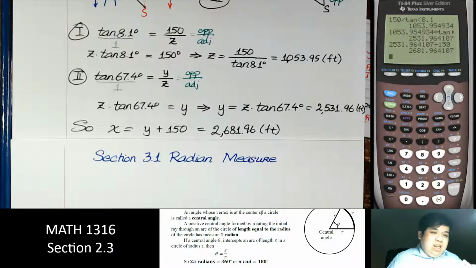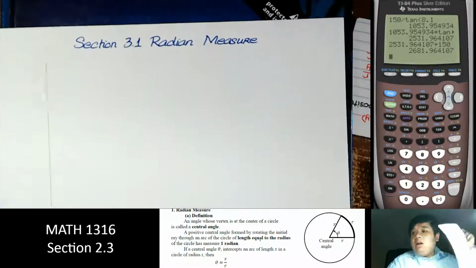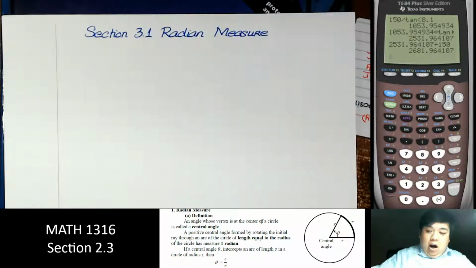So I'm not going to write down everything. It's a definition on the right hand side, but this is how we define 1 radian.